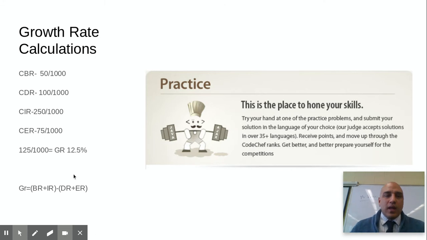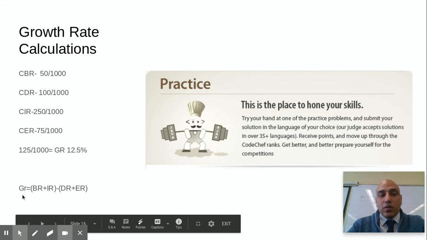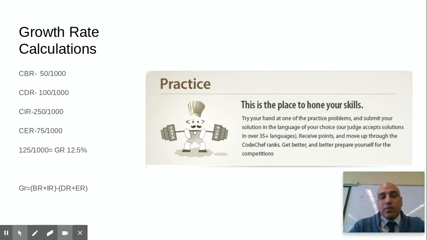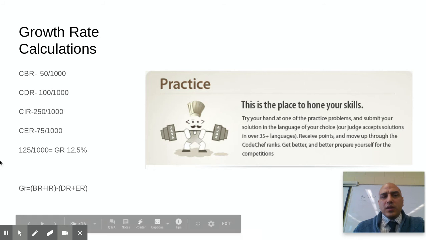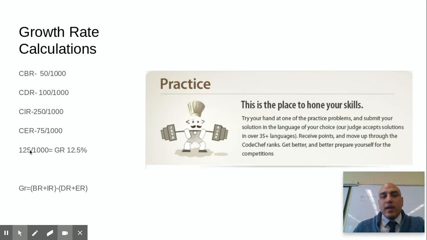So I need you to memorize this equation. It's down here on the bottom left. Growth rate equals birth rate plus immigration rate minus death rate and emigration rate. Now, this can be given to you in a crude form, or it can be given to you in a percent form. Yesterday, we discussed that if we took these numbers, and now we have this in the crude form, how do we convert this into a percentage? All we have to do is take the decimal over from one spot, move it over here, and now we'll have 12.5% as a growth rate.